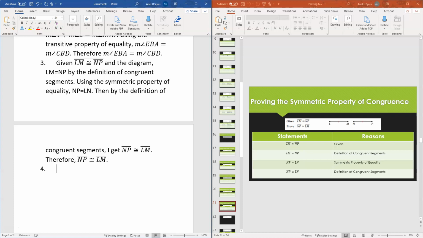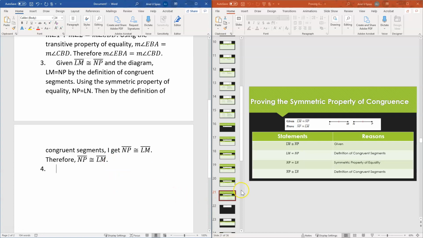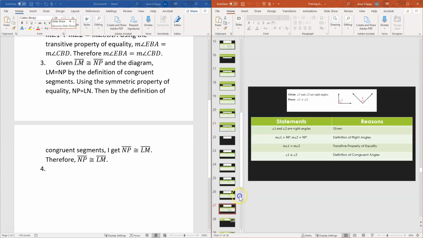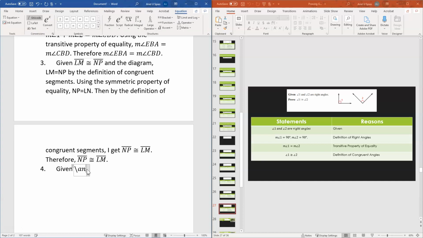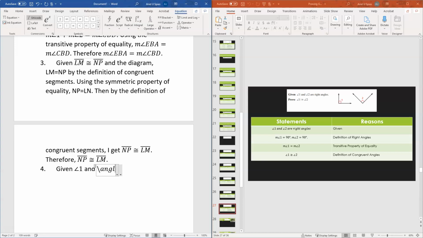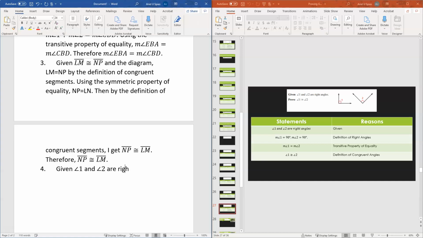Okay. Moving on to the next one. Okay. So start off with what I'm given. Given angle 1 and angle 2 are right angles, and the diagram. I always say the diagram, even if in this instance it's not particularly helpful.